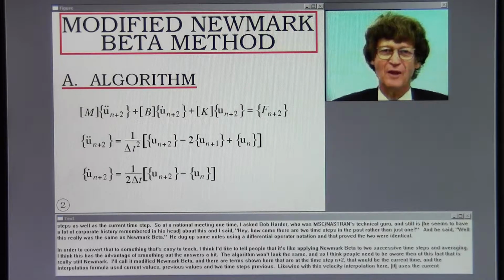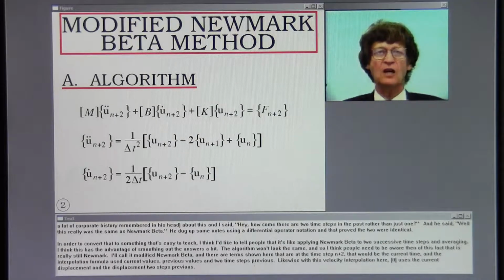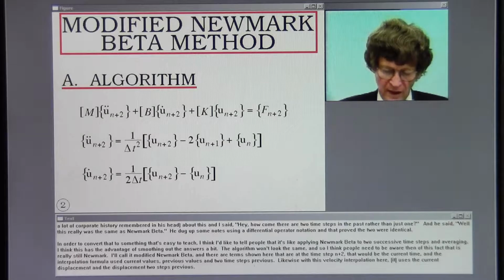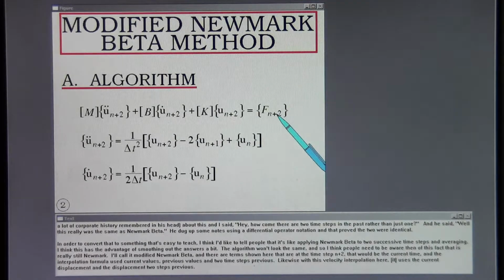In order to convert that to something that's easy to teach, I like to tell people that it's like applying Newmark Beta to two successive time steps and then doing some averaging. I think this has the advantage of smoothing out the answers a bit. The algorithm won't look the same, so people need to be aware of the fact that it really is still Newmark. I'll call it modified Newmark Beta.